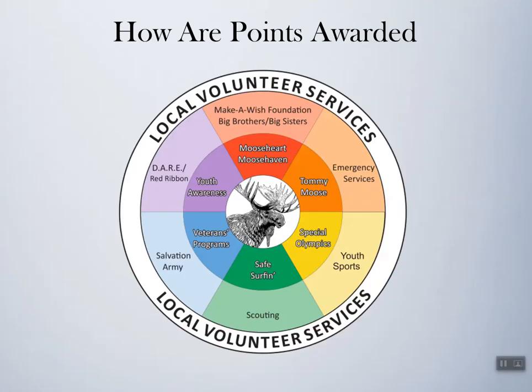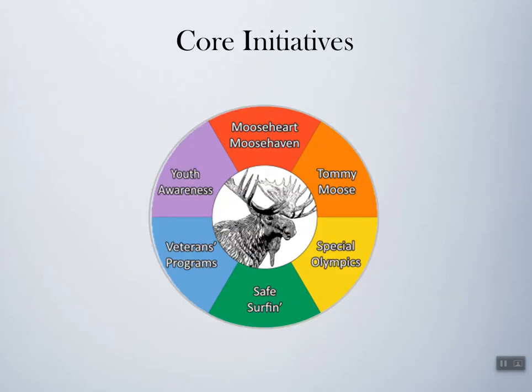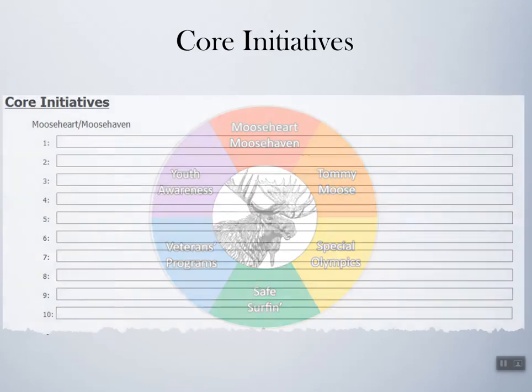So by now you're probably wondering just exactly how points are awarded. To explain, we'll take a look at the Heart of the Community diagram, examining each ring in detail. We'll start with our inner ring, which consists of the core initiatives, or the primary service programs that are endorsed and promoted by Moose International. Let's start with Mooseheart Moose Haven.